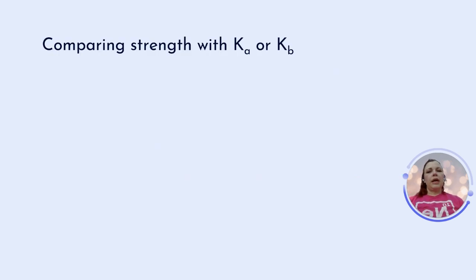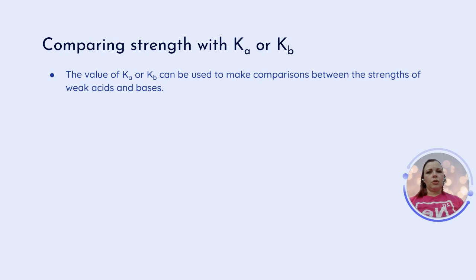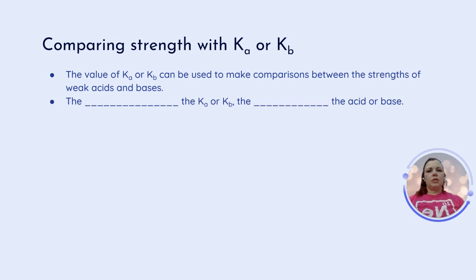We can compare acid and base strength by using Ka or Kb. The higher the Ka or Kb, the stronger the acid or the base. Now remember, when you're thinking about weak acids and weak bases, you're going to have negative exponents. With negative exponents, the smaller the magnitude of the exponent, the stronger it's going to be. So an acid with a Ka of 10 to the negative 3 is stronger than an acid with a Ka of 10 to the negative 5, right?